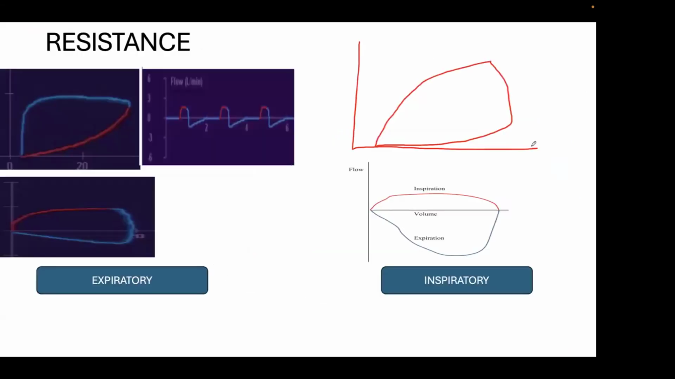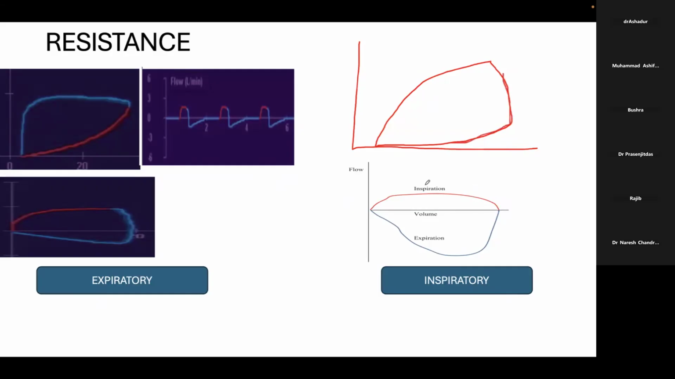So resistance, as I told you, is different in your PV loop and flow volume loop. In the PV loop, expiratory resistance means bowing of the expiratory limb. Here, flattening of the inspiratory limb. So both are a little bit different, and we need to keep that in mind. Inspiratory, bowing of the inspiratory limb, but here your inspiratory limb flattens. Okay.